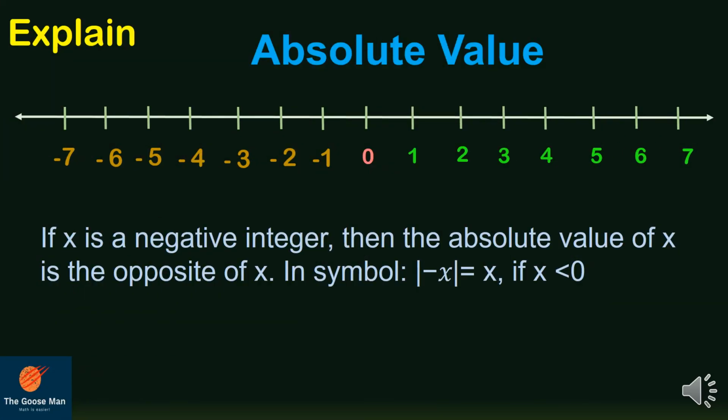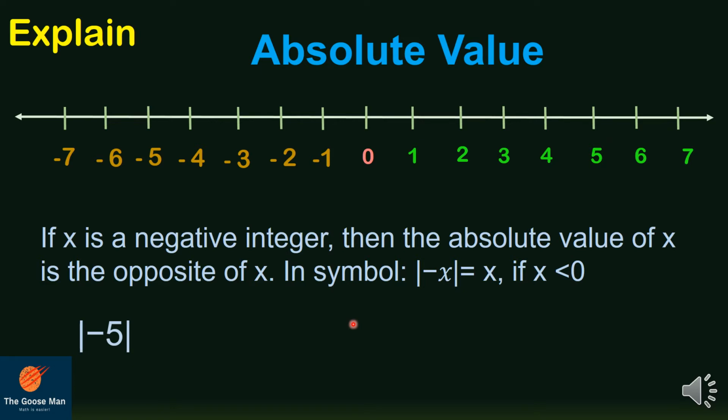To explain further our concept on absolute value, if x is a negative integer, then the absolute value of x is the opposite of x. In symbol, the absolute value of negative x is equal to x provided that x is less than 0 or negative integer. So let's have here an example.